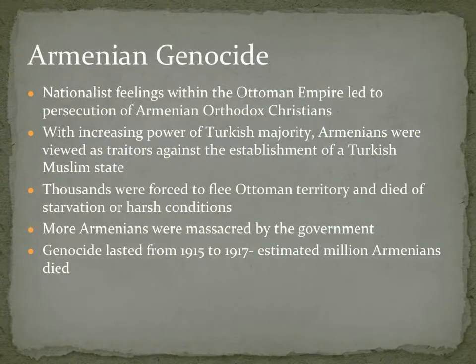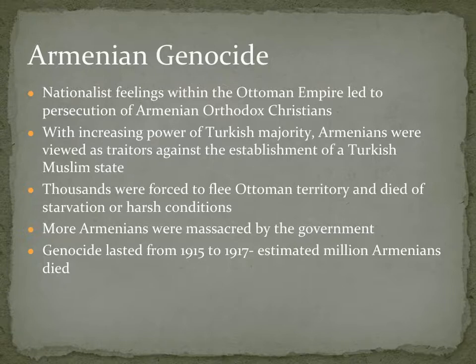Another important event to history occurred during World War I, which is the Armenian Genocide. So the Ottoman Empire, remember, is on the side in the war of Germany and Austria-Hungary. They're part of the Triple Alliance, or the Central Powers. And we also know by this point that the Ottoman Empire is really falling apart. So the Ottomans have a lot of different ethnic groups within the Ottoman Empire who know that the Ottoman Empire is in decline and would like to break off and form their own nation. And so nationalist feelings within the Ottoman Empire led to the persecution of Armenian Orthodox Christians.